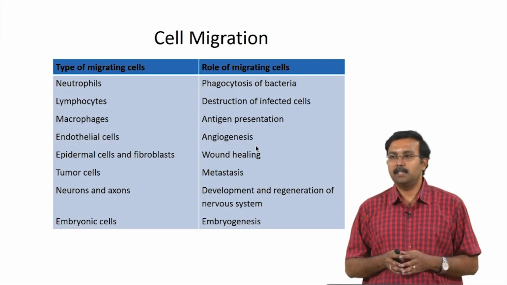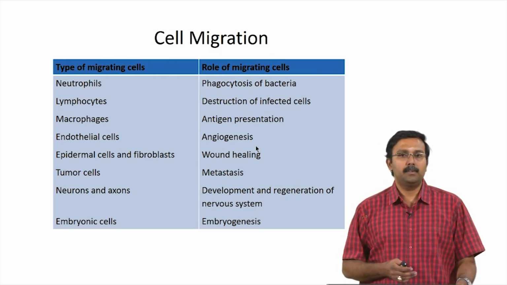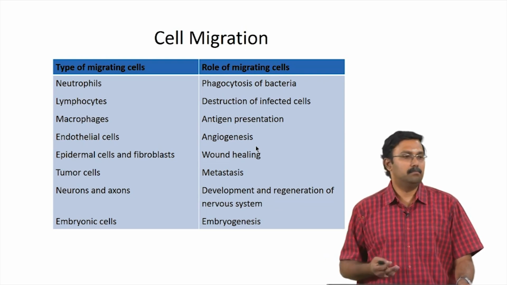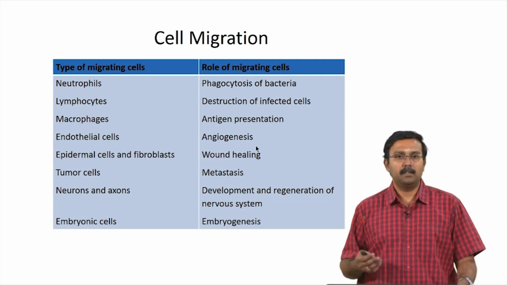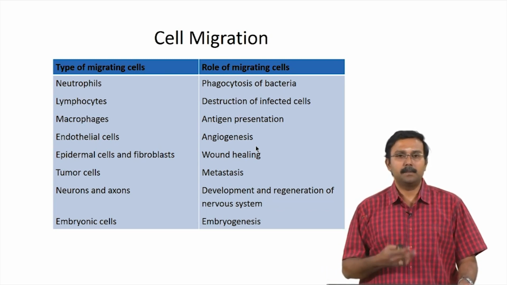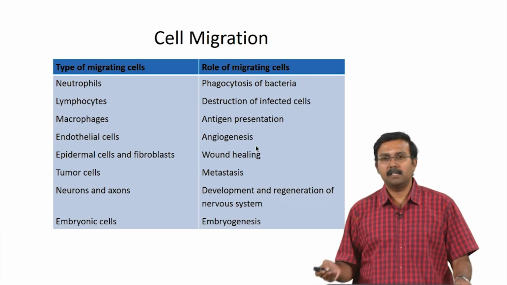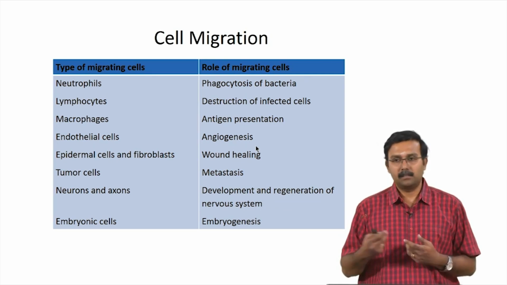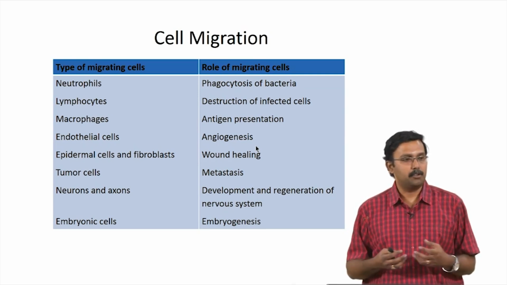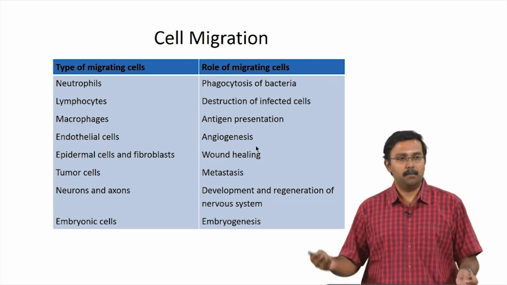So, these are some of the cells which migrate very commonly, and these are the roles when it comes to the migration. So, neutrophils migrate for phagocytosis, lymphocytes for destruction of infected cells, macrophages for antigen presentation and in response to antigen presentation, and endothelial cells to create angiogenesis, epidermal cells and fibroblasts during the process of wound healing, tumor cells during metastasis they will migrate, and neurons and axons during the development and regeneration of nervous tissues, and embryonic cells migrate during embryogenesis.